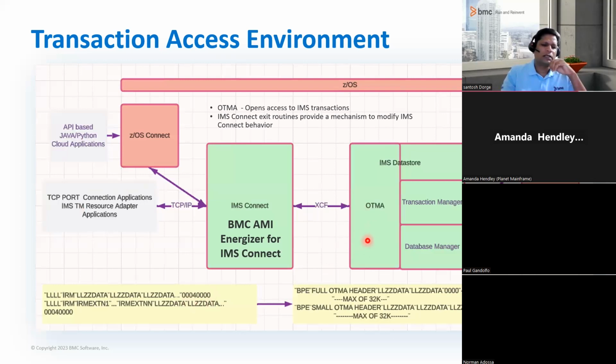OTMA can understand the information only in terms of OTMA headers. So applications developed as Java APIs or as TCP/IP port connections here send the information in the format shown here, and ultimately IMS Connect converts that information into the OTMA header, which can be processed by OTMA in order to execute the transaction in the transaction manager and MPR.